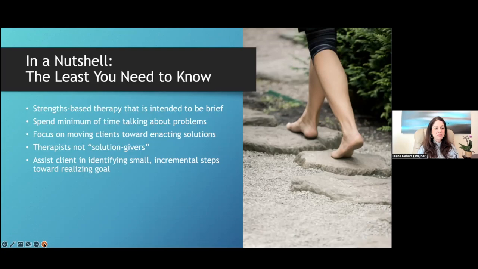So what they are doing, though, is talking with clients to identify what the client's preferred solution might look like, and then helping them take these small incremental steps to make it happen. And so it is a very action-oriented, there is generally a very positive, uplifting feel, very hopeful approach to solution-focused.